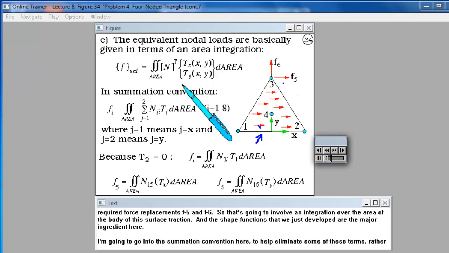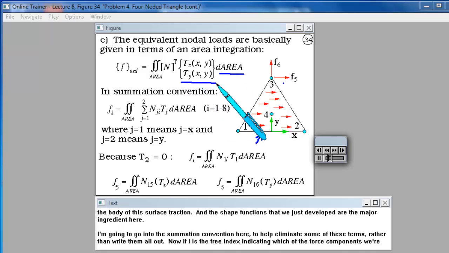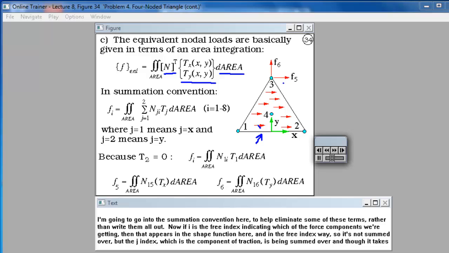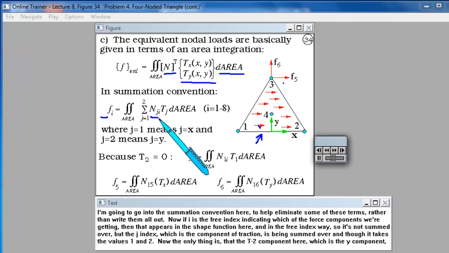So that's going to involve an integration over the area of the body of this surface traction, and the shape functions that we just developed are the major ingredient here. I'm going to go into the summation convention to help eliminate some of these terms rather than write them all out. If I is the free index indicating which of the force components we're getting, then that appears in the shape function in a free index way, so it's not summed over.